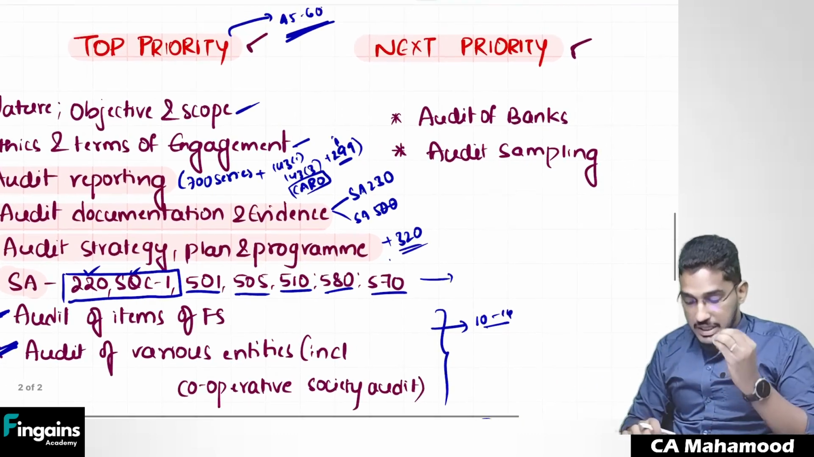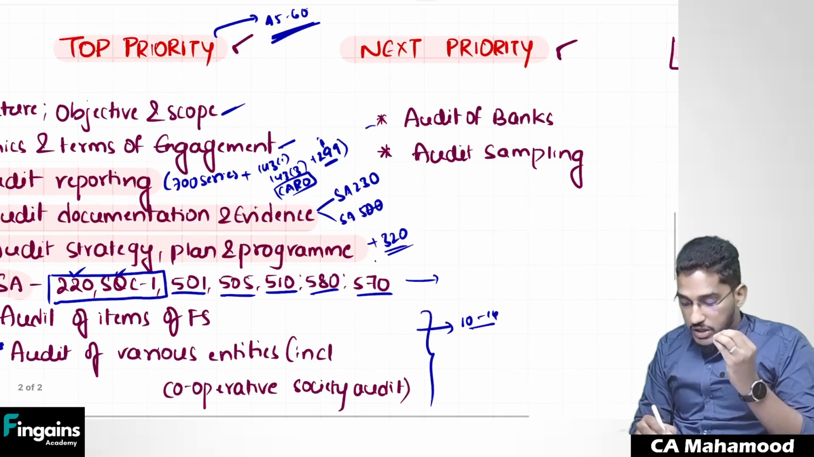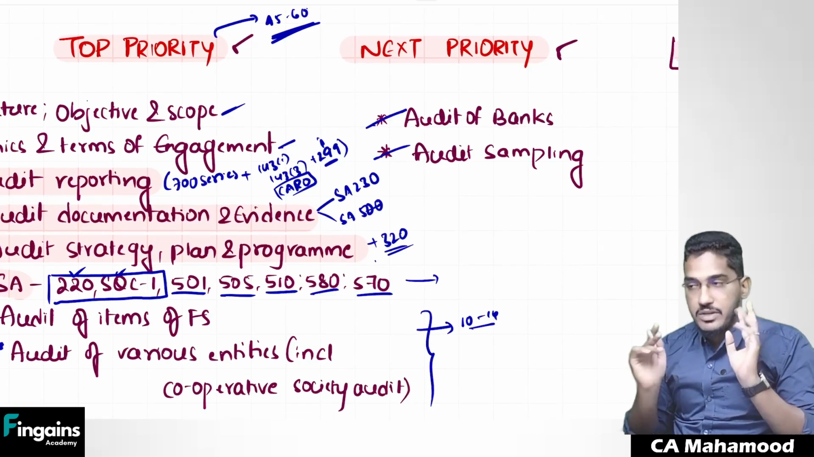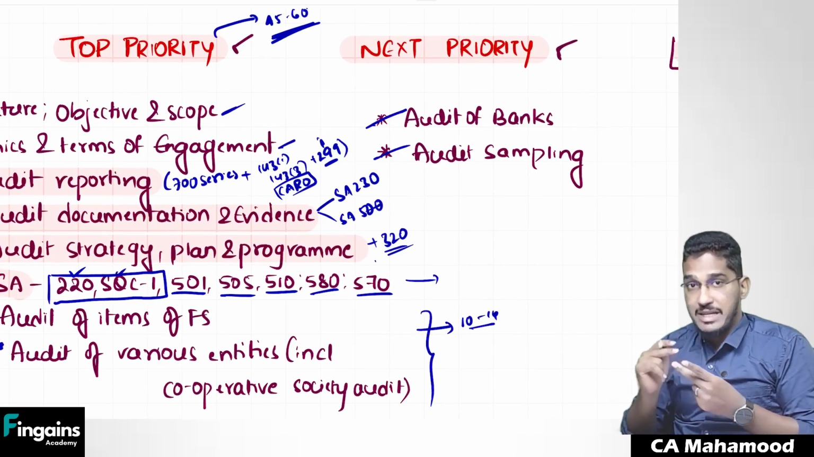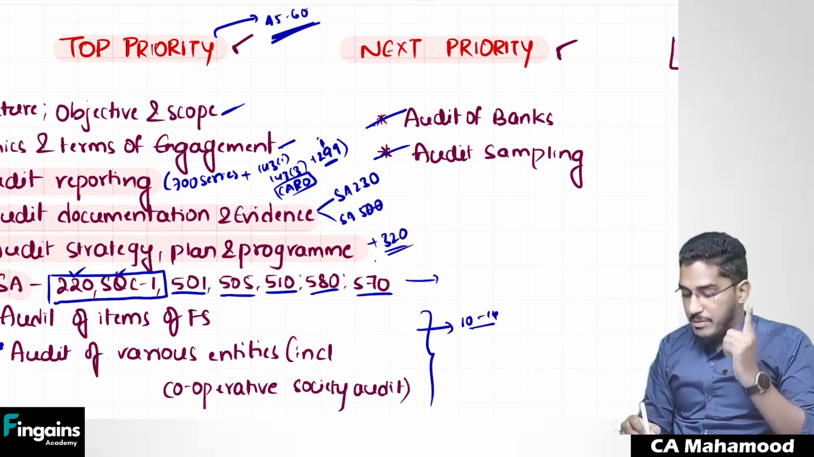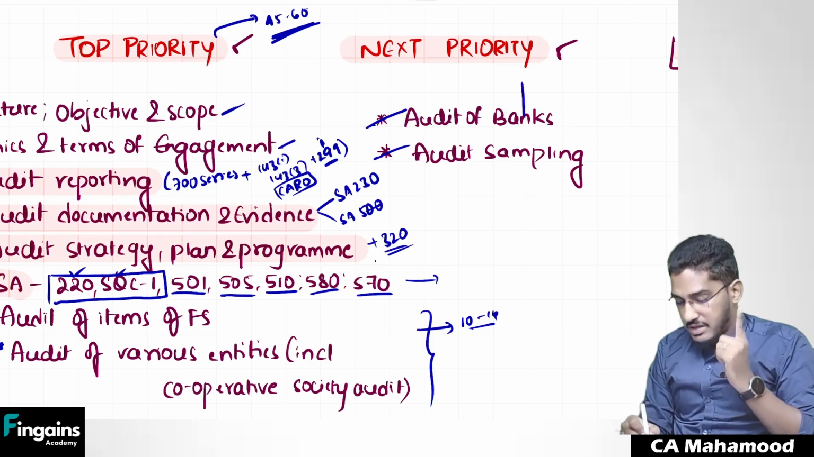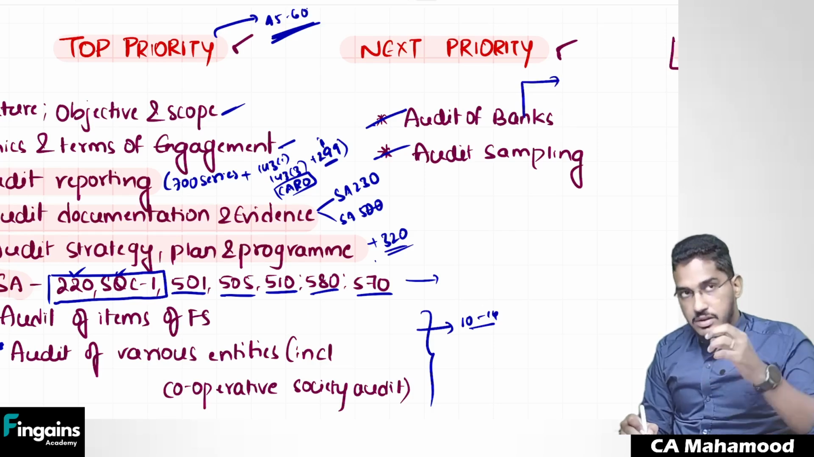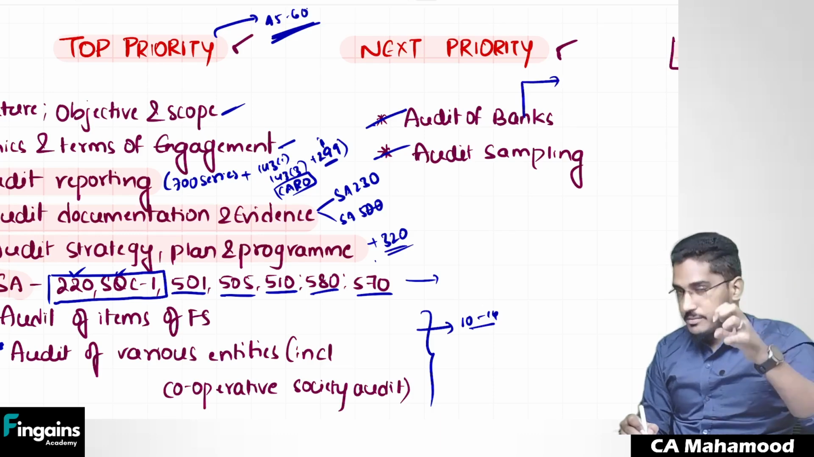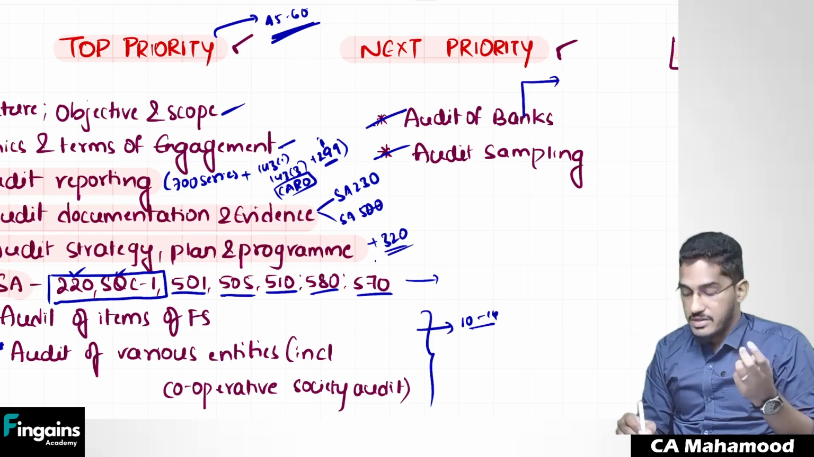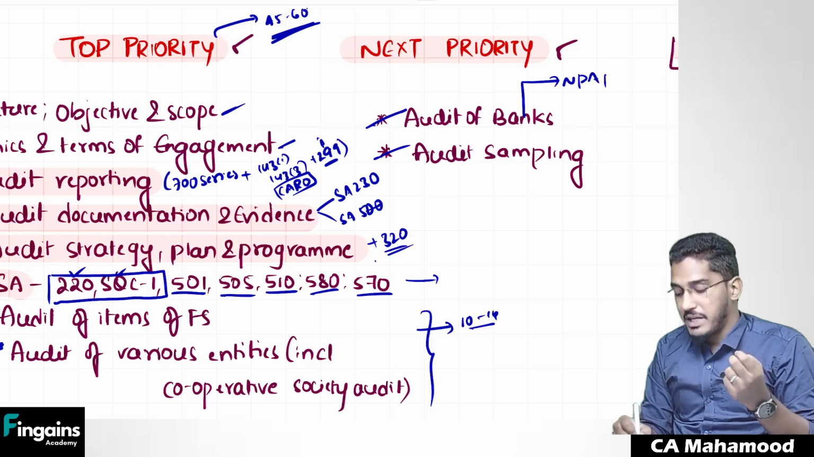In that time left, the next priority chapters are audit of banks and audit sampling. Try to cover these two chapters, audit of banks, audit sampling. And also I am observing one more thing in recent times, guys. In the audit of banks chapter, they have started focusing less on audit procedures. They have started focusing more on NPA norms. What are they more concentrating on?